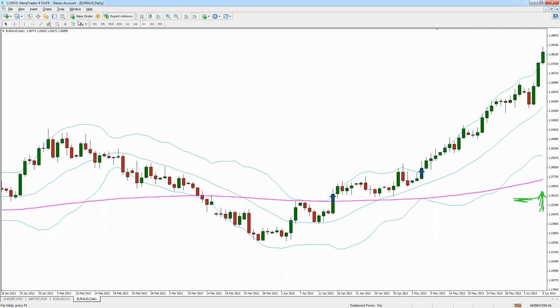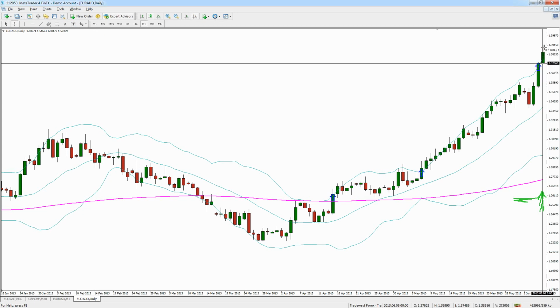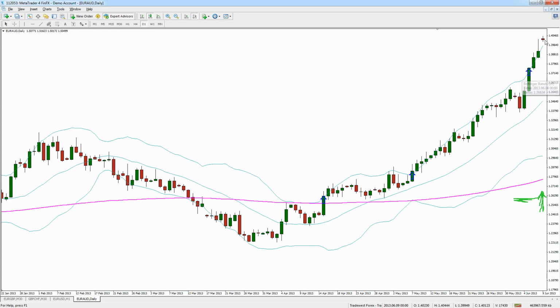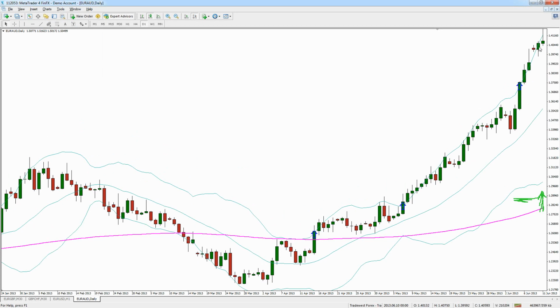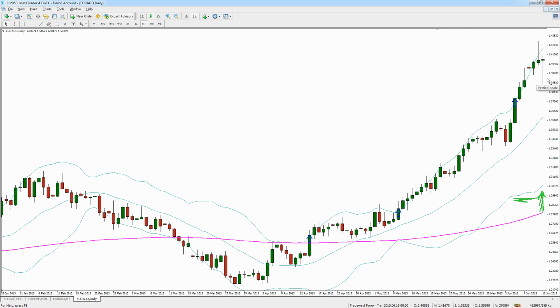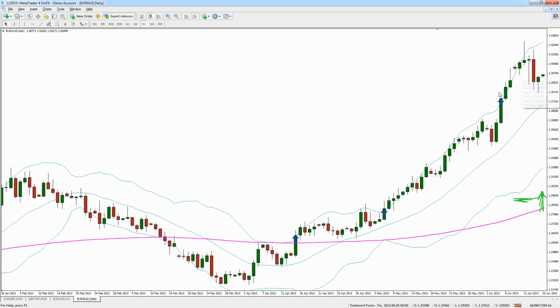Here again, closed outside, another nice 130 pip push up. For several days, it just went straight up. Okay, pretty straightforward, really easy. If we're above the 200, if we're breaking resistance, that's a signal. And then as it continues to break, that's a signal to add to your position.